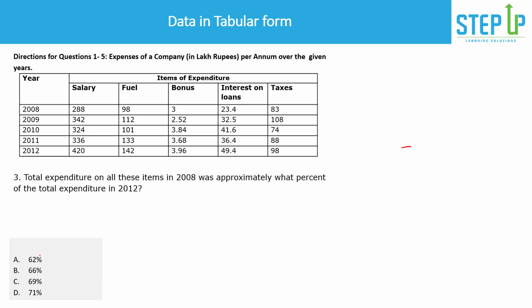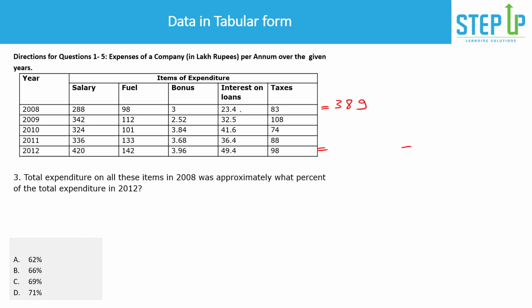The expenditure on all these items in 2008 is approximately what percentage of total expenditure in 2012? He's saying whatever the expenditure is in 2008, what percentage of expenditure in 2012? Now this is easy to calculate. So what I would do, 288, I assume this 98 plus 3 is 101, so I'll add 100 to this. That means 388 plus 1, so 389.